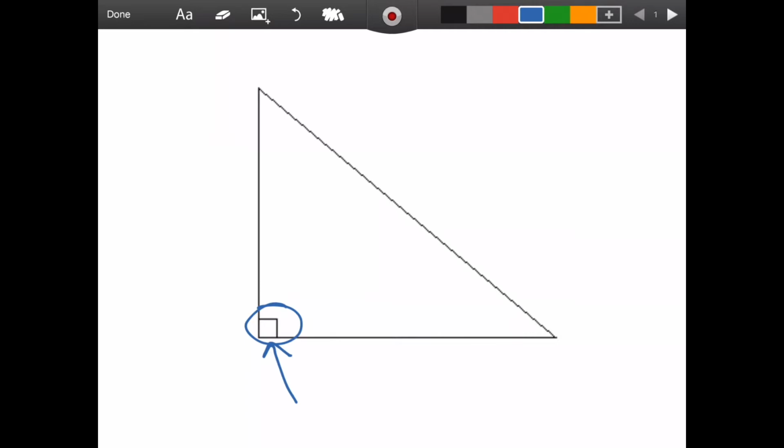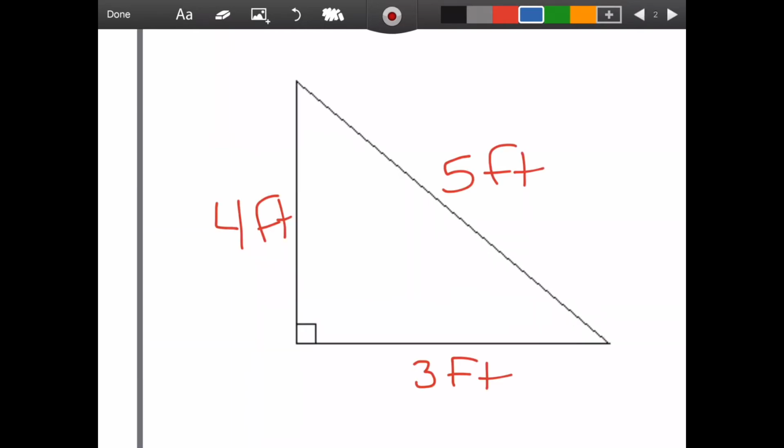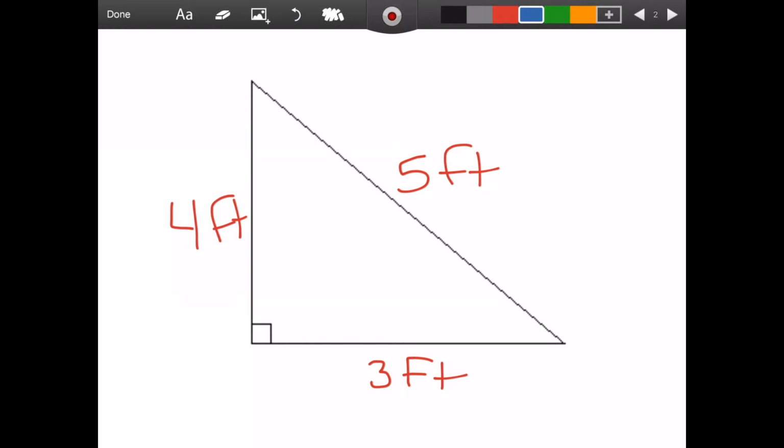Now, in terms of this right triangle, today we're going to talk about how to find the perimeter of this right triangle, and we're going to talk about how to find the area. Now, I've taken a right triangle here and labeled it with sides. So we know that the bottom here is 3 feet, and a lot of times we'll call the bottom the base. The side that's straight up is 4 feet, and we're going to call this side the height.